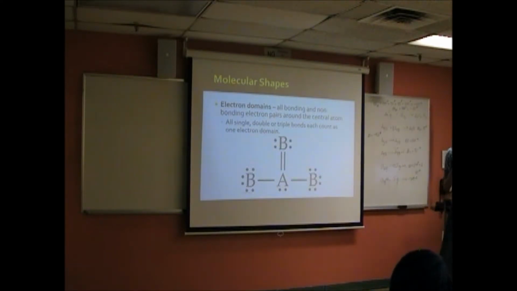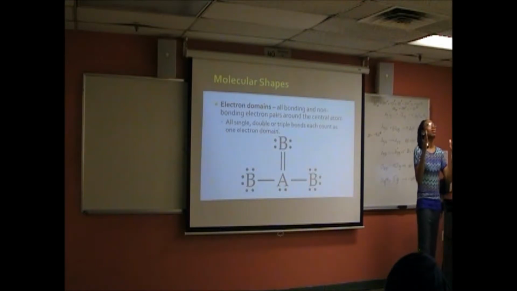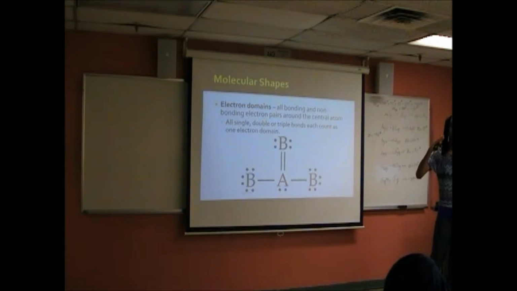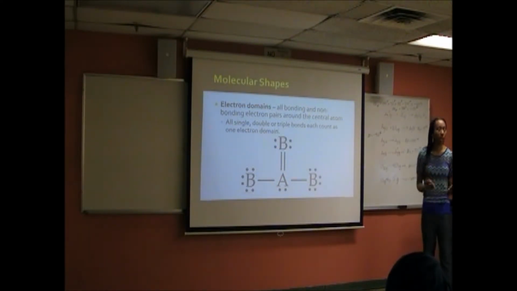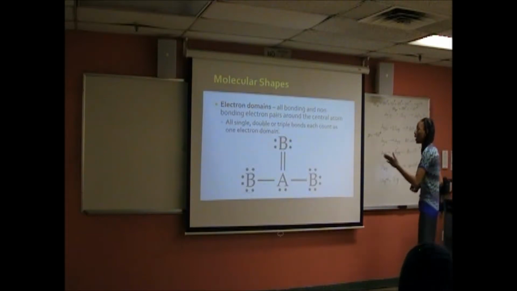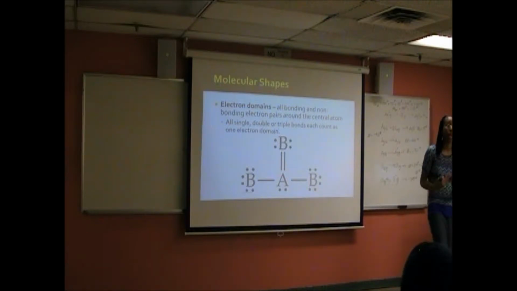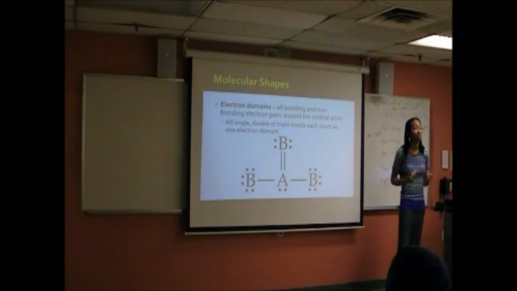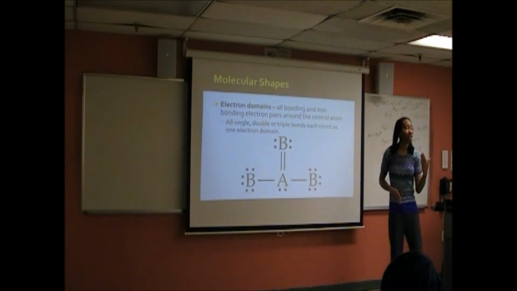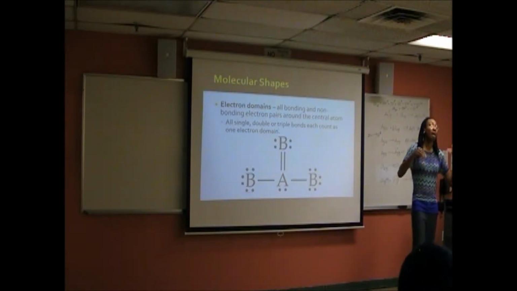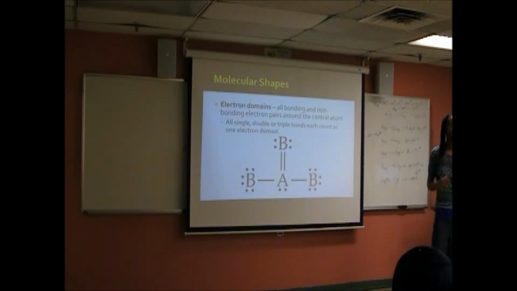So for electron domains, if you have double or triple bonds, that counts as one thing, one bonding arm, one electron domain. If you have a lone pair as well, a lone pair counts as one electron domain. It counts as a bonding arm as well. So if you have a single bond, that's an electron domain. If you have a double or triple bond, each one is one electron domain. If you have a lone pair, that's also one electron domain.